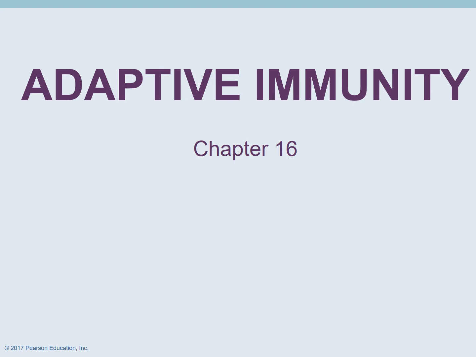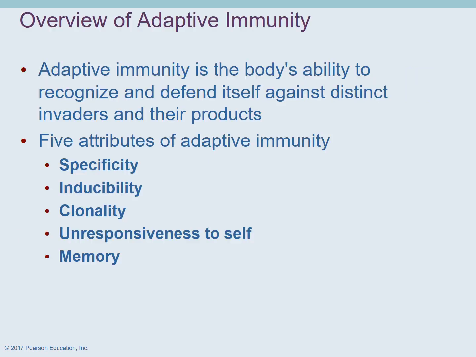Okay, this is chapter 16. It deals with the adaptive immune system. What the adaptive is, the difference is it's kind of the third line of defense, and it's able to recognize specific antigens, specific foreign bodies.